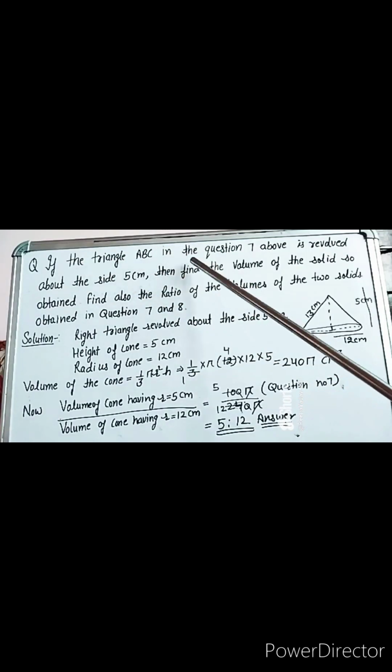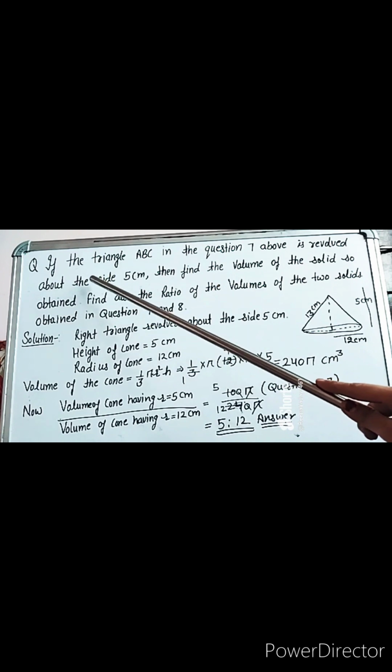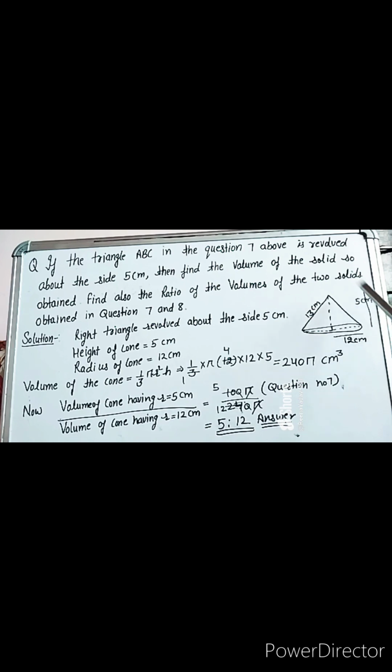In the triangle ABC, in question 7 above, it is revolved about the side 5 centimeter. Then find the volume of the solid obtained and also find the ratio of the volumes of question 7 and 8. So revolving about the side 5 centimeter means that 5 centimeter is considered as the height. Height of the cone is 5 centimeter, radius of the cone is 12 centimeter and slant height is 13, given. So the volume of the cone is 1 by 3 pi r square h. Putting the value of r and h in the formula, we get 240 pi centimeter cube.